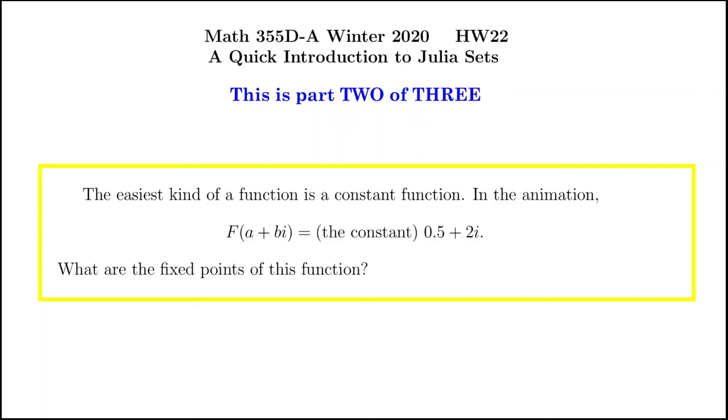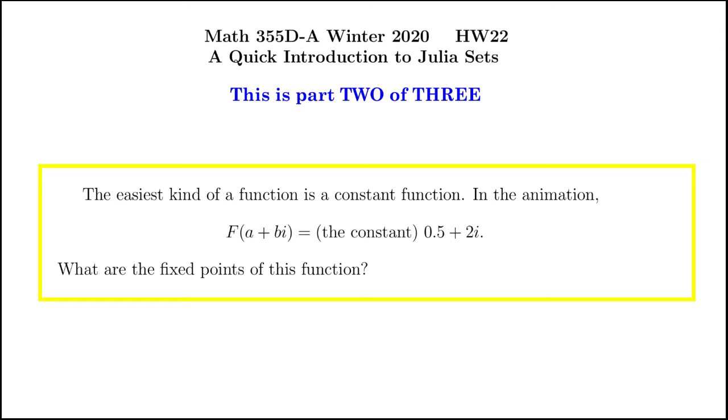This is part 2 of our quick introduction to Julia sets. The easiest kind of function is a constant function. In this animation, f of every point a plus bi is going to equal the constant 0.5 plus 2i.